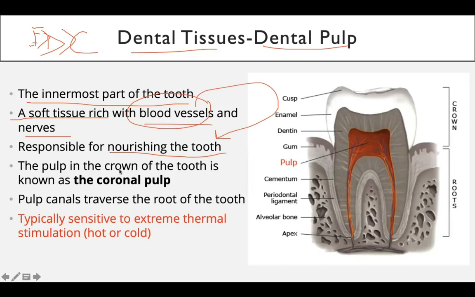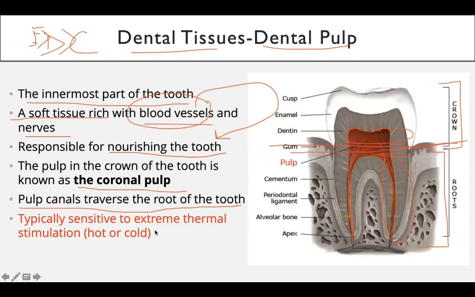The pulp in the crown of the tooth is known as coronal pulp. So this pulp, which belongs to the crown of the tooth, this is the crown, and up to this part, the pulp is known as the coronal pulp, the crown area, right? And the pulp canal travels through the root of the tooth. So if this is the root, the pulp canal is going in the root area.